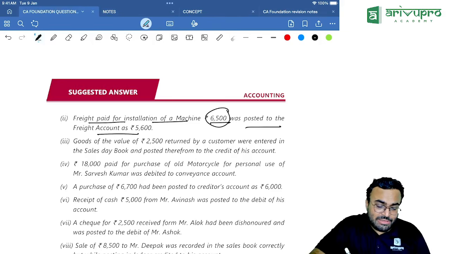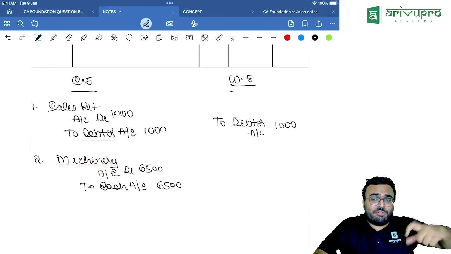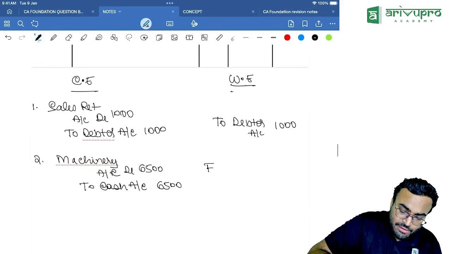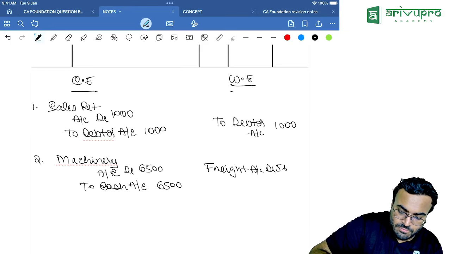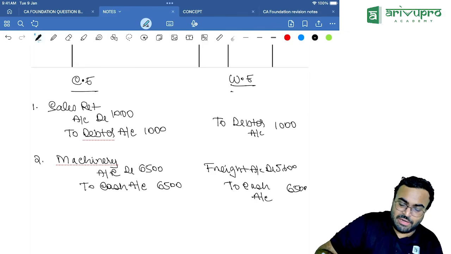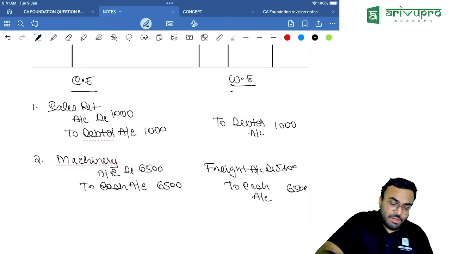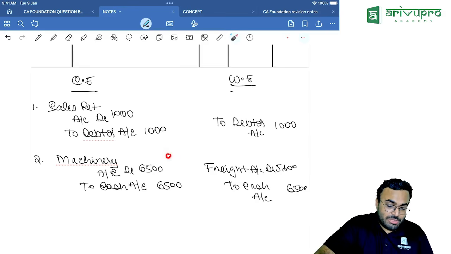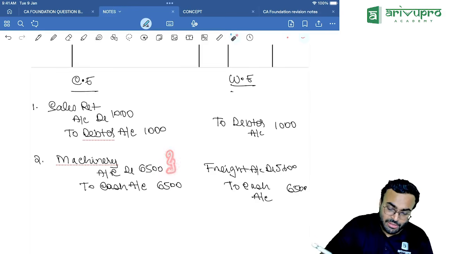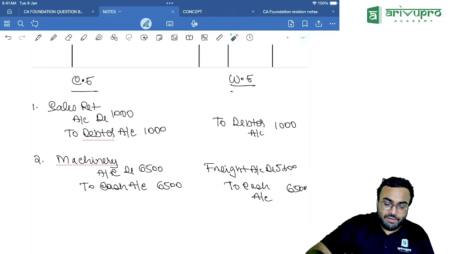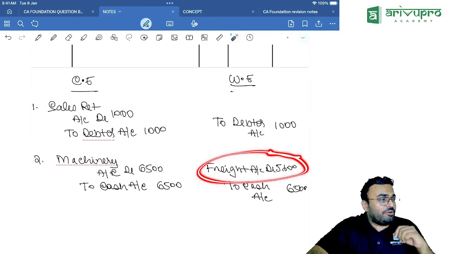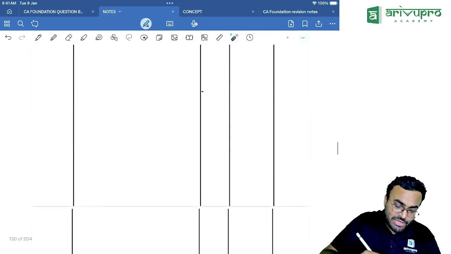What is the wrong entry? Instead of putting it to machinery, they have taken it as freight, and they have also taken the wrong amount. So you're going to write freight account debited to cash, 5600. There is no error with cash, right? 6500. So what should be the rectification entry now? Machinery is not done, so we have to do that. Freight wrongly debited, we have to remove that wrong debit.